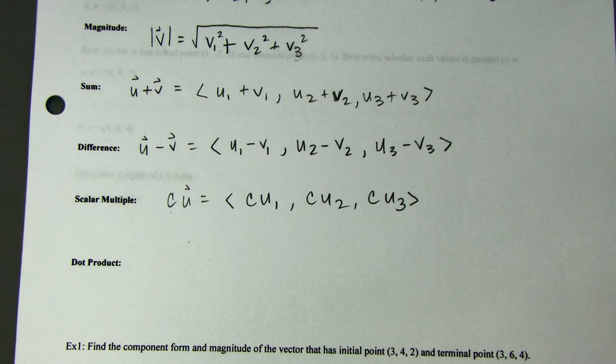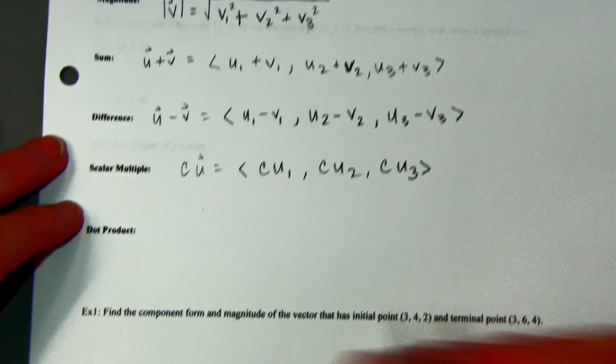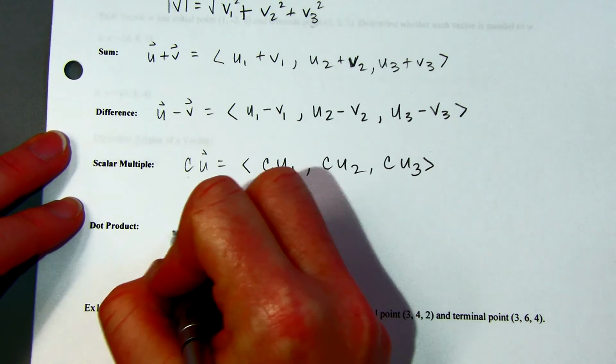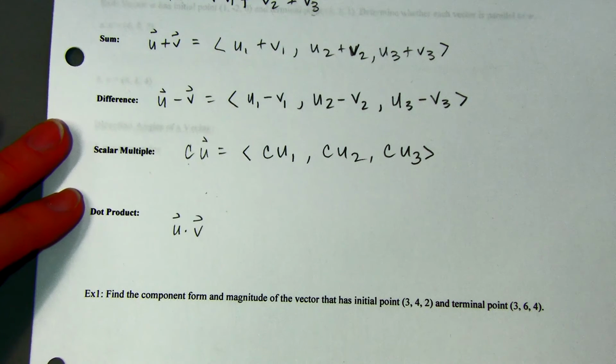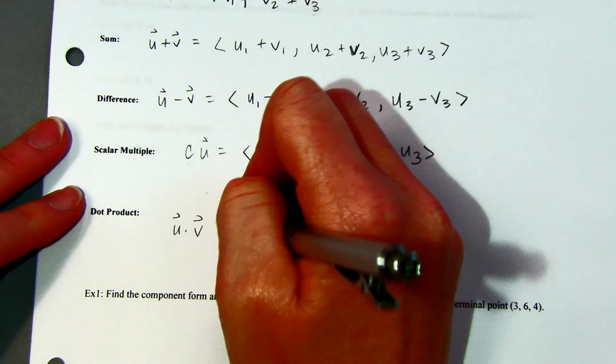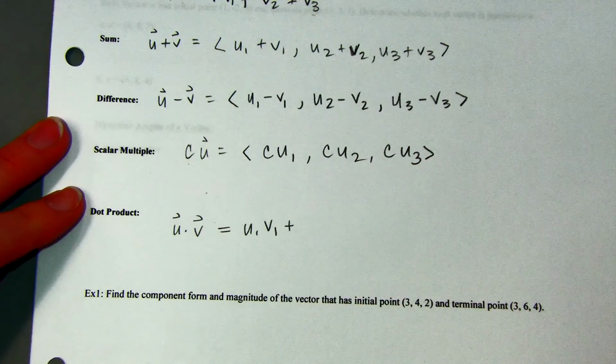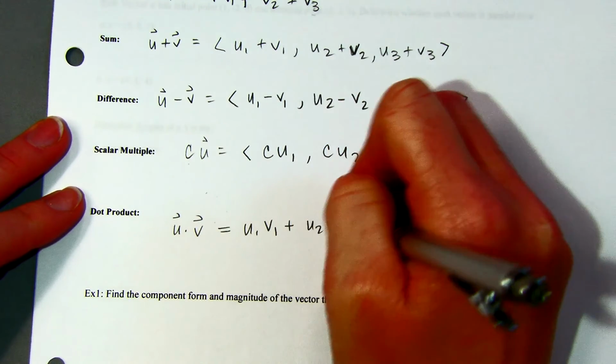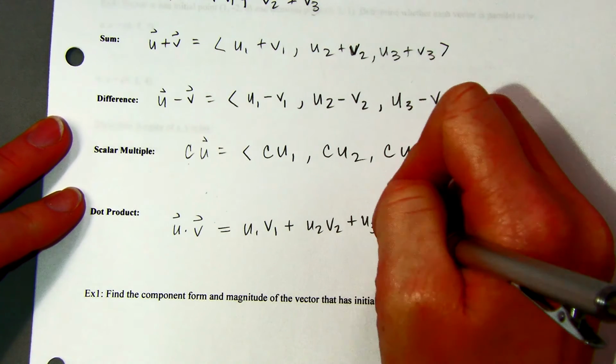And lastly, the dot product. You can find the dot product of two vectors in 3 dimensions. Any guess? u1 v1, u2 v2, and u3 v3.